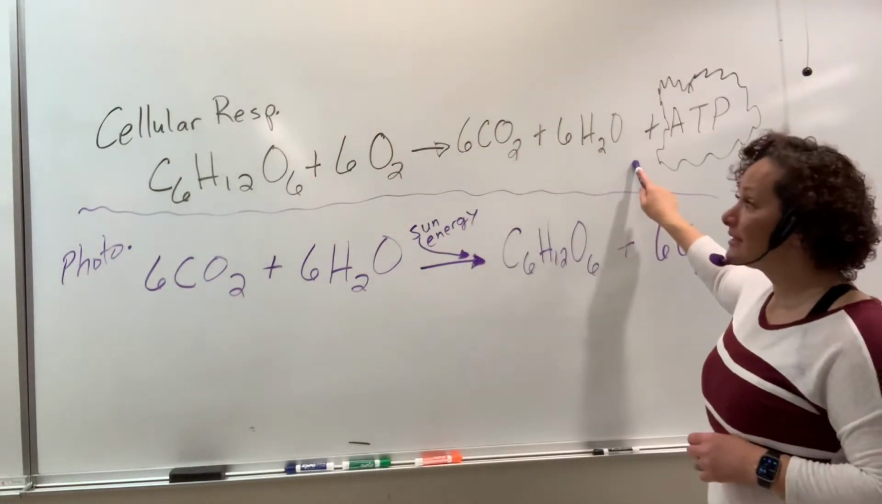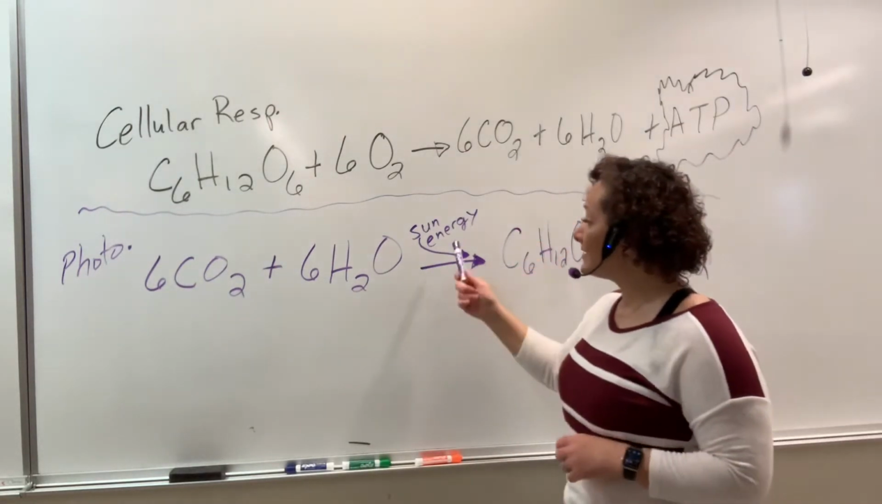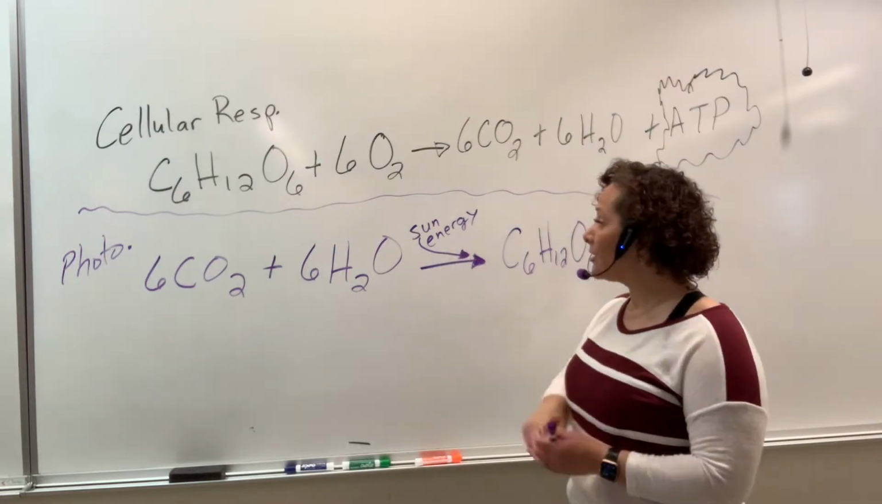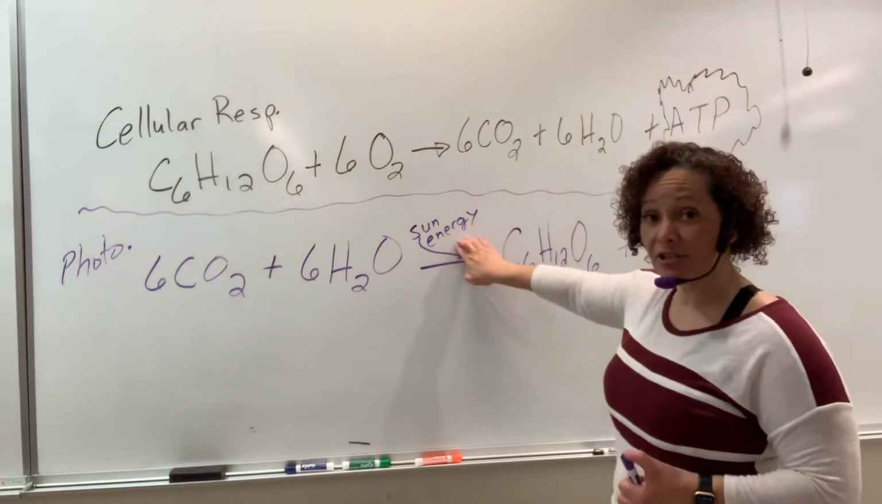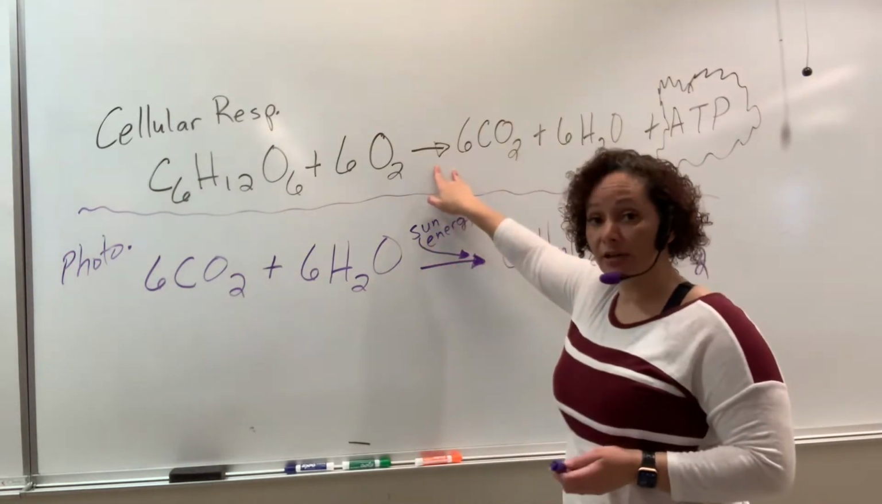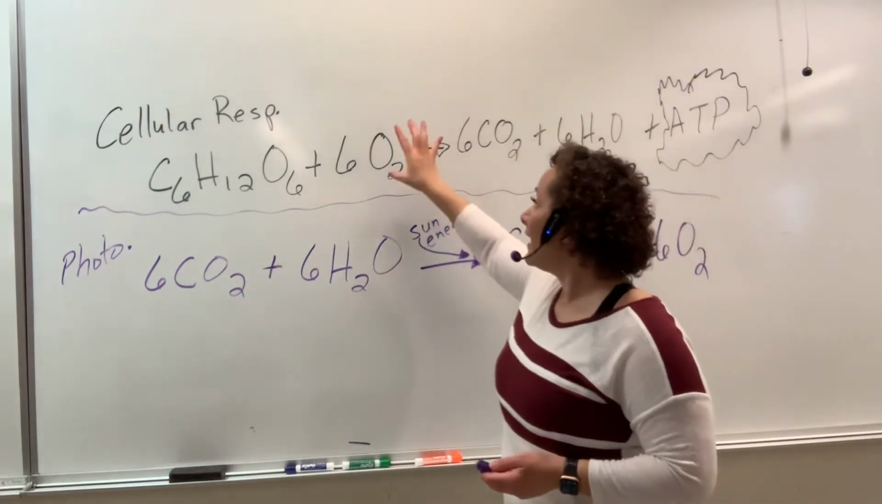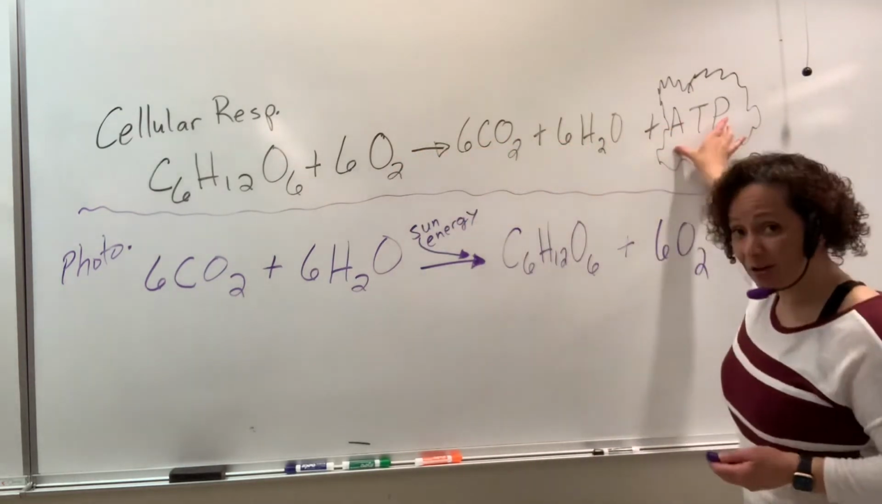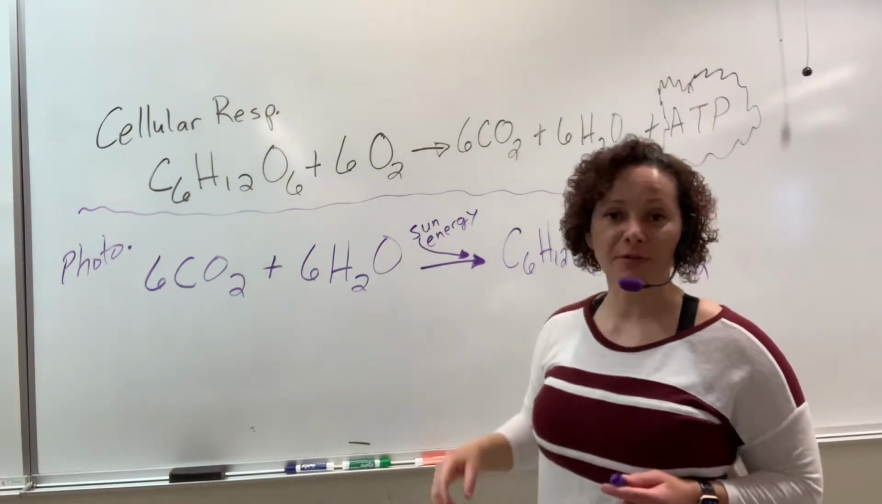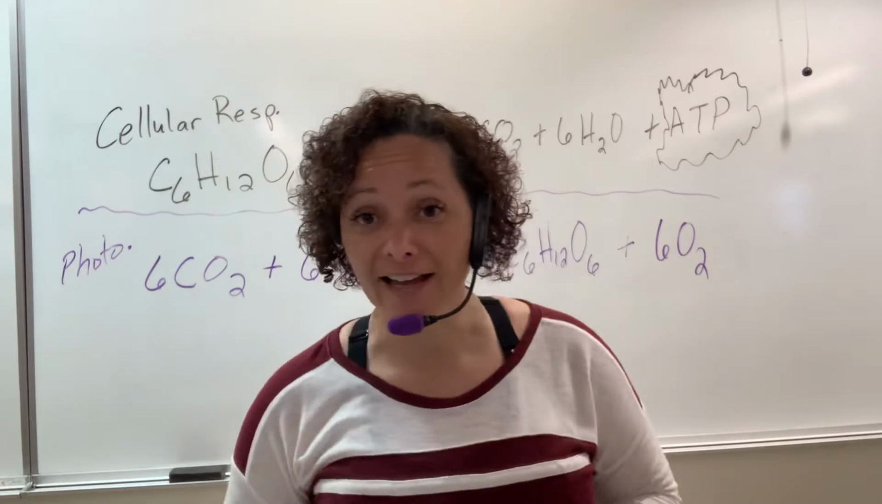But as you can see, this right here is an endergonic reaction. An endergonic reaction meaning energy, solar energy, is put into the reaction. This one here is an exergonic reaction because energy is going to exit out of the reaction. So they are not the exact same thing in reverse. So make sure you never put that on a test, okay?